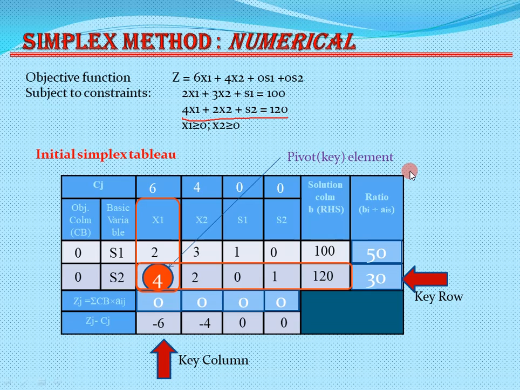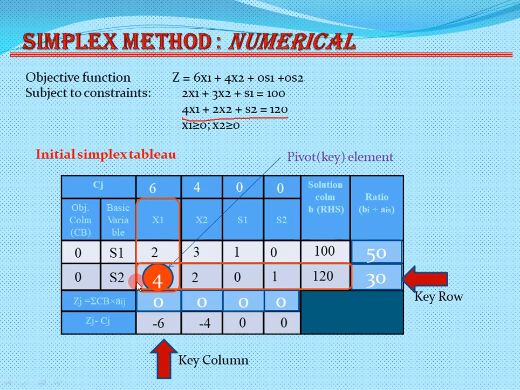Now in the next table we have to convert this pivot element to a 1 and the remaining elements in the key column to 0. To convert this, we divide the key row by the pivot element, and similarly, by applying row transformations, the remaining elements are converted into 0.